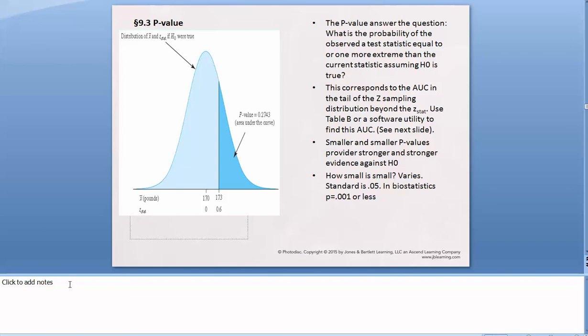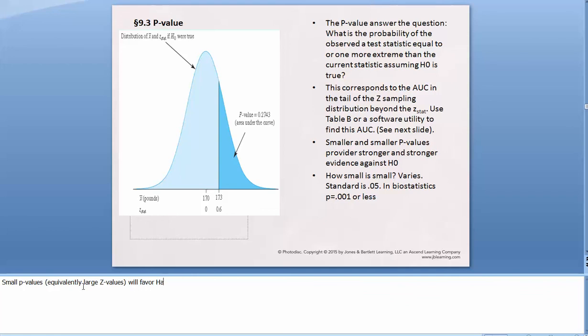So actually, I'll put a note in here. Small p-values, equivalently large z values, will favor HA. Correct? See, the larger the z gets, the smaller the p gets. See, this darker shade will keep on decreasing. So either the smaller p-values or larger z-values will favor HA.